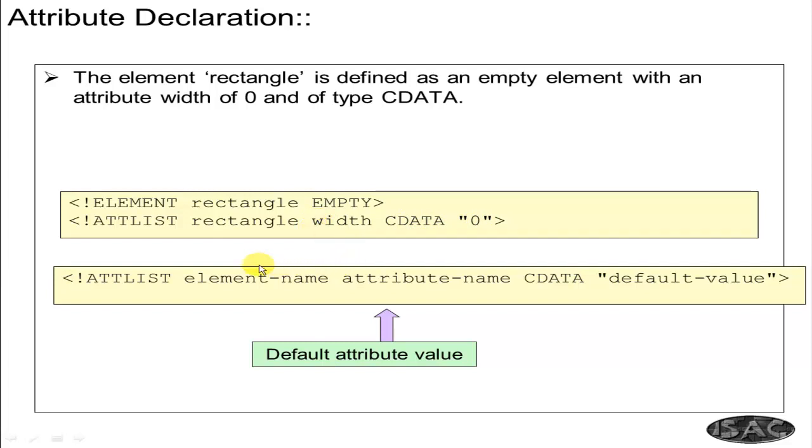Okay. So the syntax looks very simple for an attribute. First give the element name, give the attribute name, give the data type and give some default value. So this is what it does. Here is the element name, attribute name, character data and default value. So this is the way you declare an attribute for an element inside a DTD.